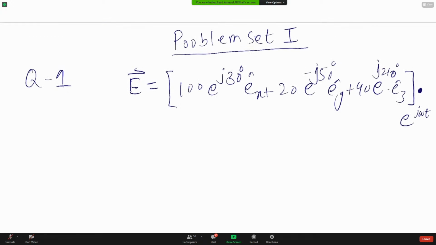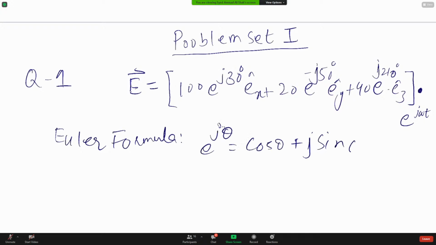Express this as a measurable electric field at 100 megahertz. So this question is very easy. I'm going to solve it quickly so we save time for other questions. So basically it's saying expand this equation in a nutshell. So we have our Euler formula, which says e raised to power j theta is equal to cos theta plus j sine theta.